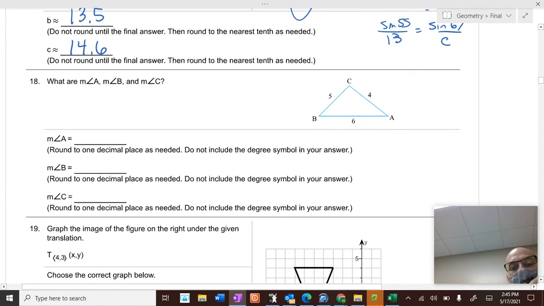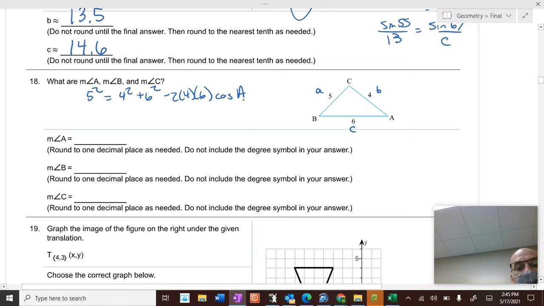All right. Here, when we don't know any angles, we need the law of cosines, which is on the board. Okay. So at the top of the board, you see a squared equals b squared plus c squared minus 2bc cosine of a. Okay. So to find a, a is here, 5, b is here, 4, c is here, 6. So a squared, 5 squared equals 4 squared plus 6 squared minus 2 times 4 times 6 cosine of a.